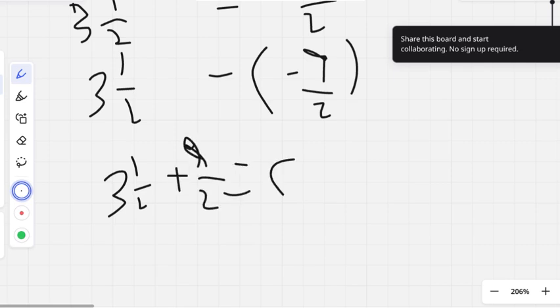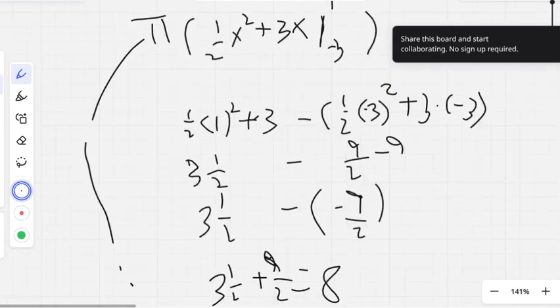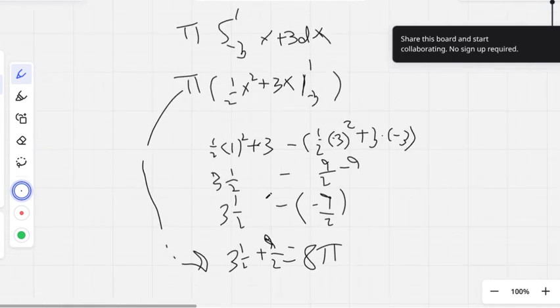There's one more step after this. Once we add these, it's 8. We forgot to bring the pi down. We bring the pi all the way down now that we finished, and multiply by pi: 8 pi.